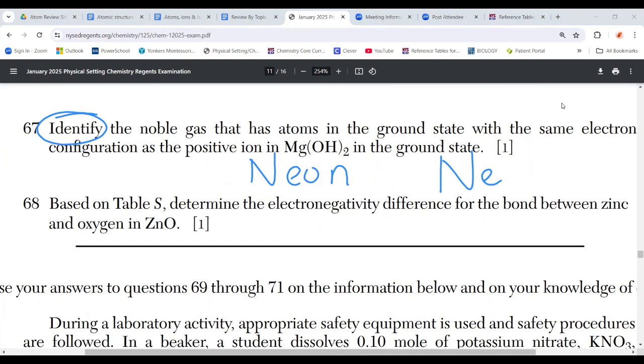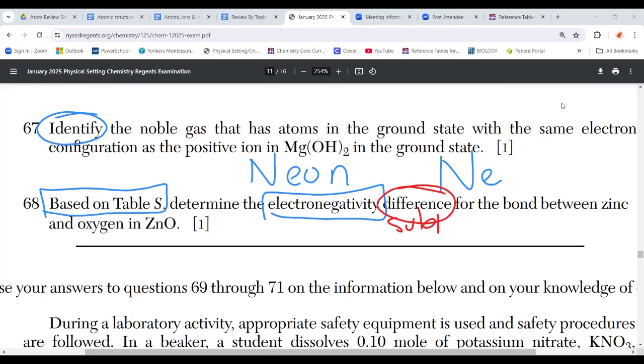It's neon. All right, based on table S, determine the electronegativity difference for the bond between zinc and oxygen. This should be a super easy question. You're going to go on table S. You're going to look up the electronegativity. You should know from a basic math class that the word difference means subtract. And you're going to look it up for zinc and for oxygen. So we're back to the reference table again.